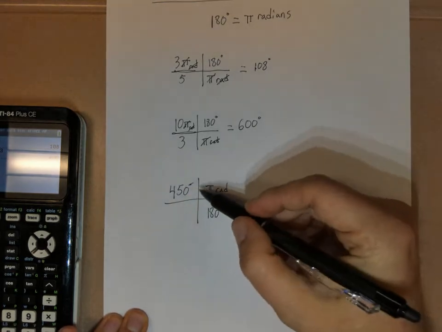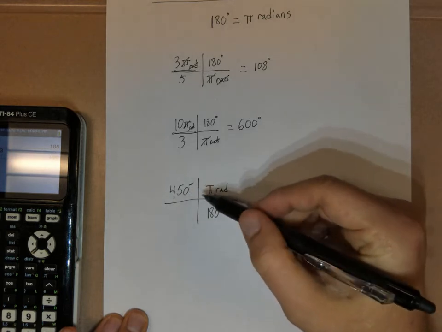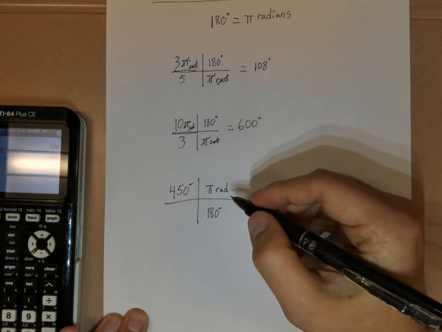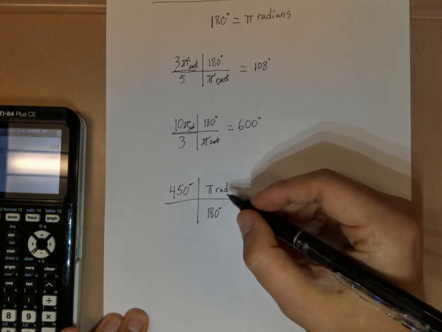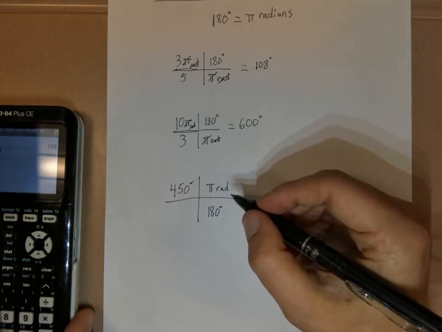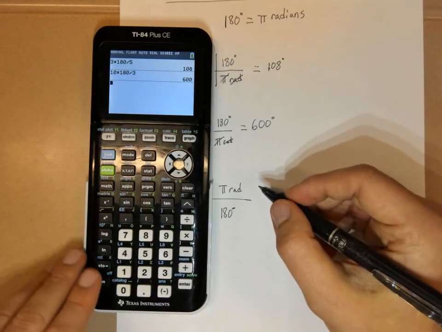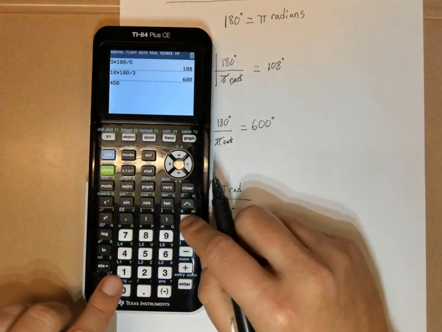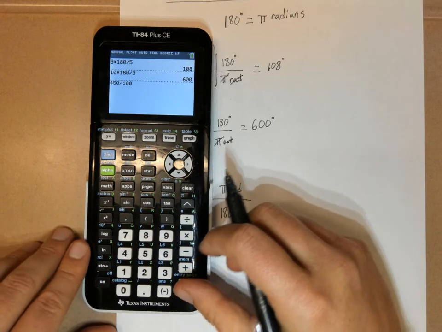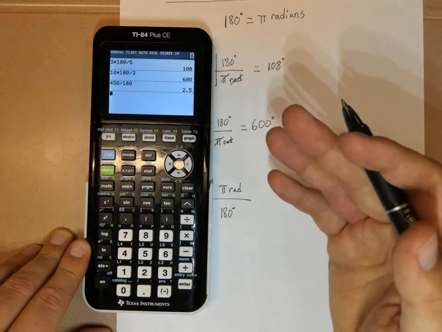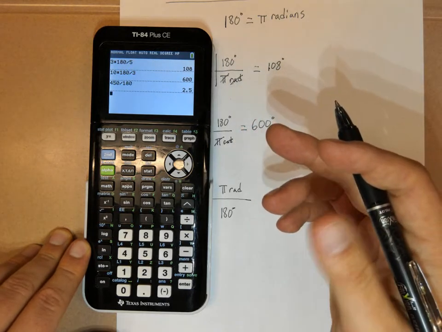And now, I call it the Thanksgiving rule, typically you want to save your pi for the end, because most of the time you're going to want to just leave your answer in terms of pi. So what I'll do is on my calculator, I'm going to type in 450 divided by 180, and that'll get me a decimal. And then I'm actually going to take that decimal and convert it into a fraction.